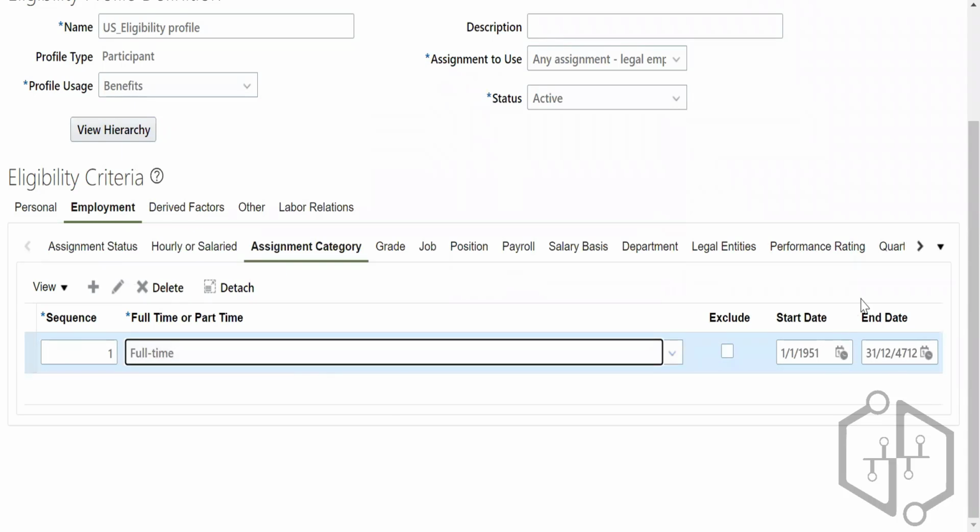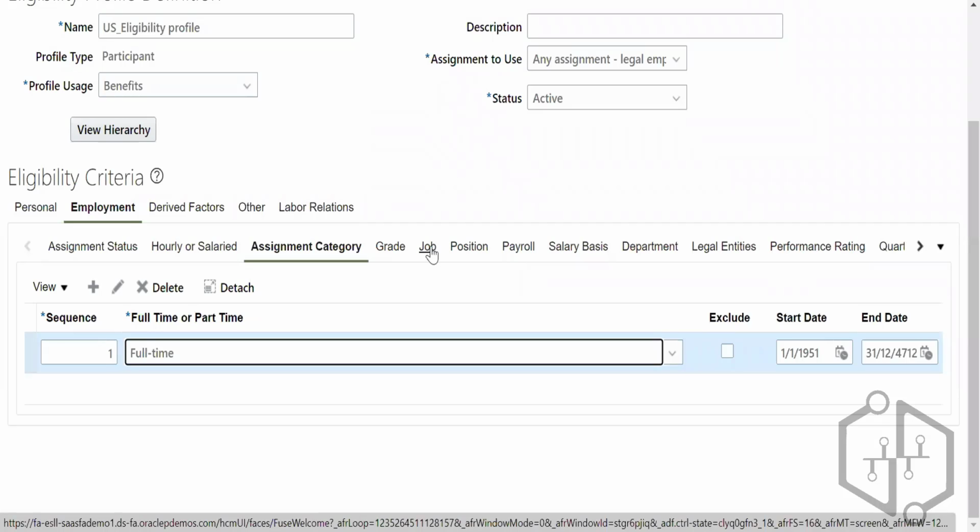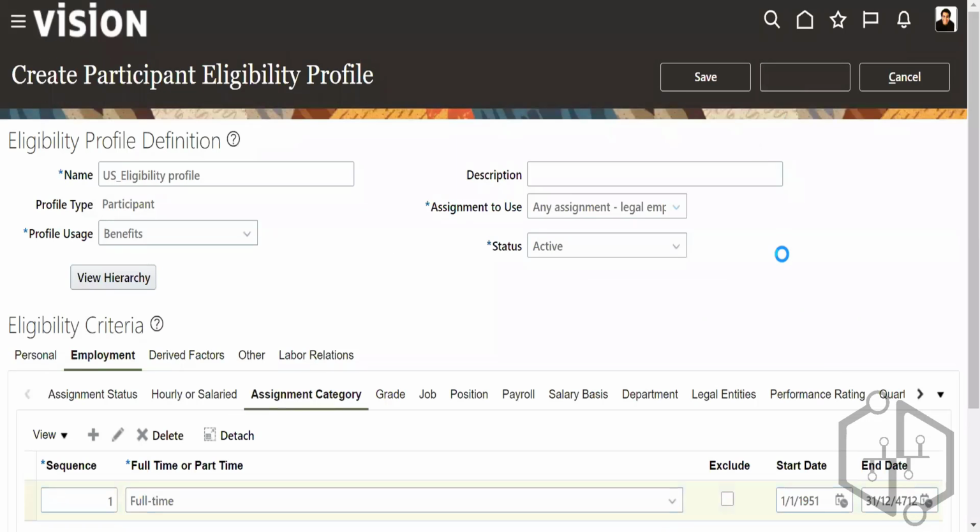So on the basis of employment, it can be grade. Suppose he's holding the post of a director. This is the eligibility profile. Suppose he's holding the position of a marketing manager. Payroll: he's a full-time employee on a monthly payroll, not on a weekly payroll. So this is the eligibility profile that we can create, right?